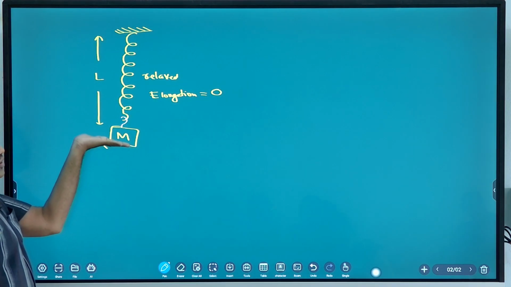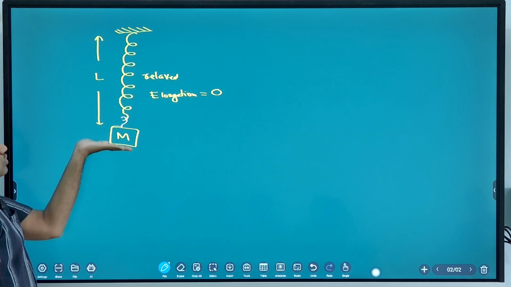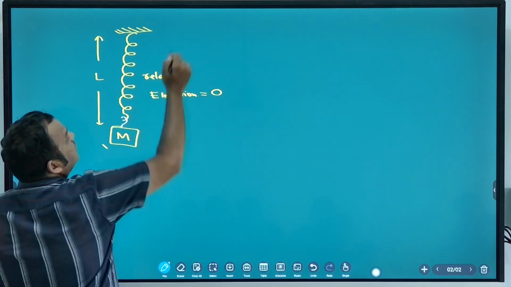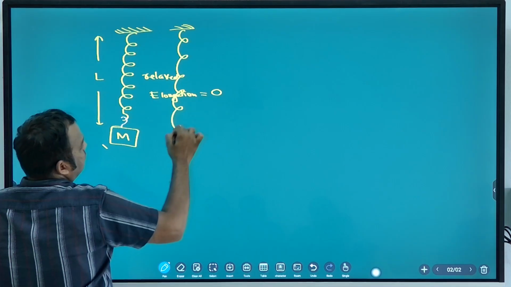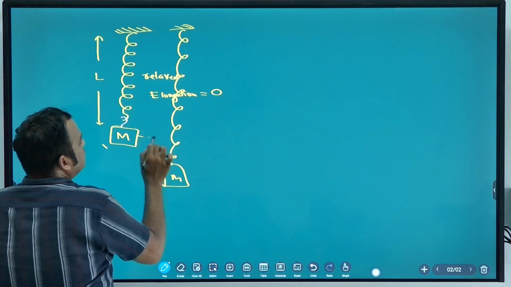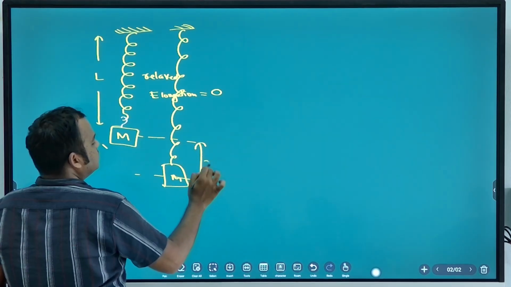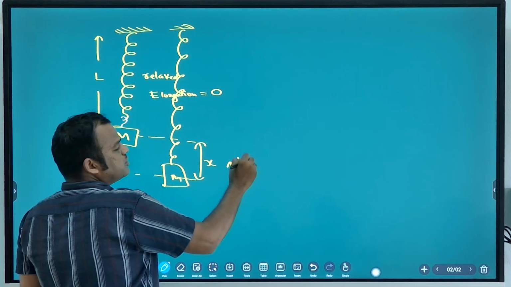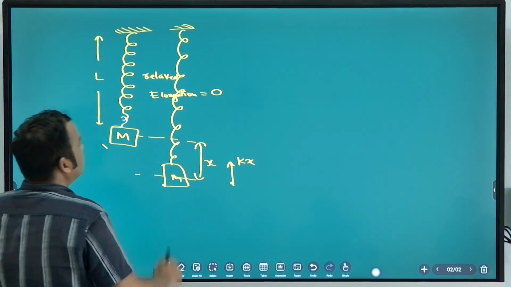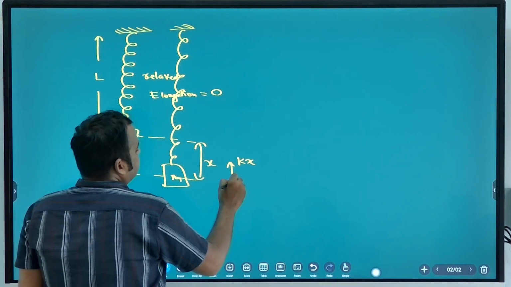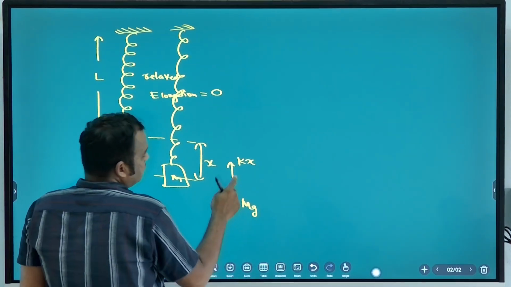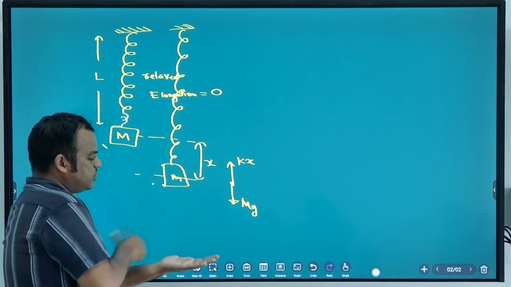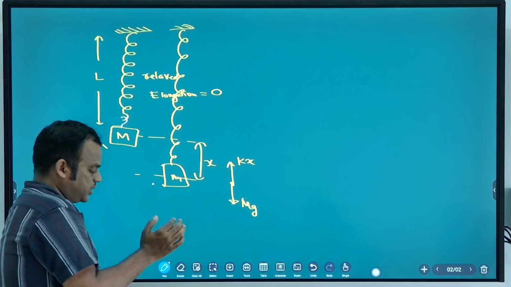Now this block you are holding and slowly you release it. Slowly you release like this. So the mg will pull it down. So the block will come down. So the spring is elongated, correct or not? So spring force will be there. What is the direction of spring force? Up or down? It is elongated. So upward, very good. And mg is downward. So x is increasing. You are holding the block and slowly moving it down.